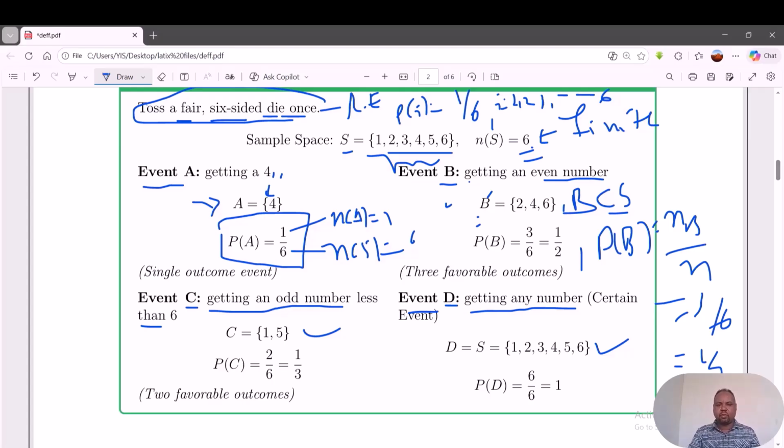From an experiment of tossing a die once, we generate the sample space on which we define these events. Getting an even number is one possible defined event for which we calculated its probability using the classical approach, and we came up with this number that is assigned to this probability.